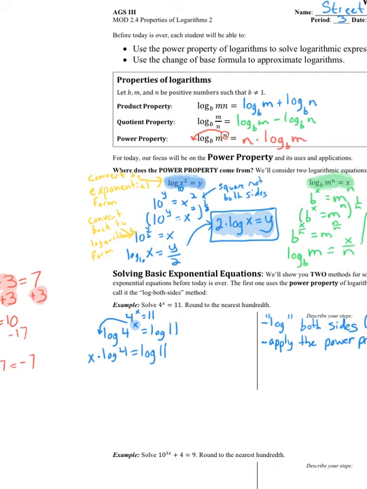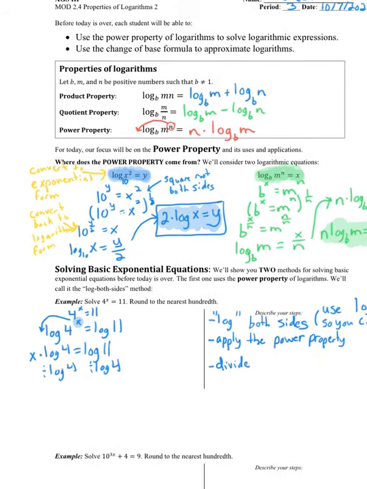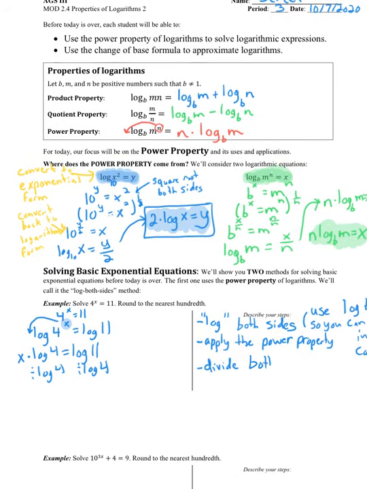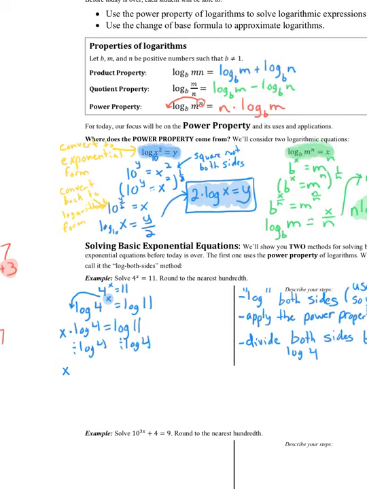And I have x times log of 4 equals log of 11. The next step to get x by itself, divide both sides by log of 4. Yeah, we're allowed to divide by logarithms. And that's the idea here. Divide both sides, keep the equation balanced, by log of 4. And I'm going to end up with x equals log of 11 divided by log of 4. That is an exact answer.